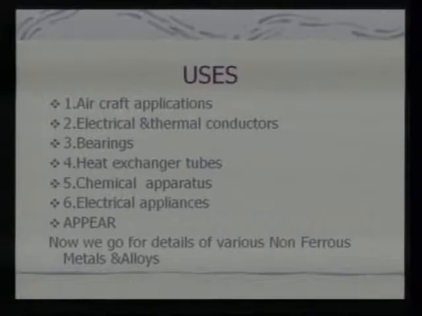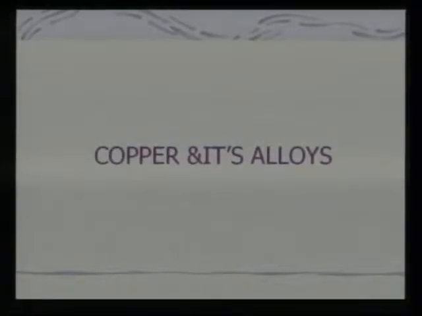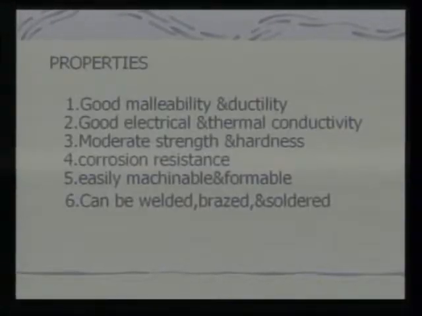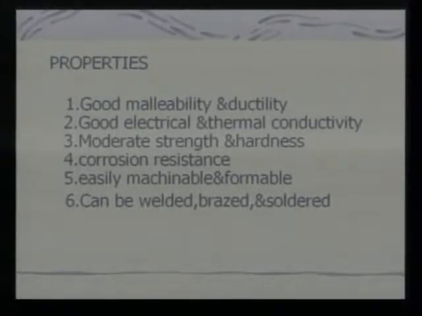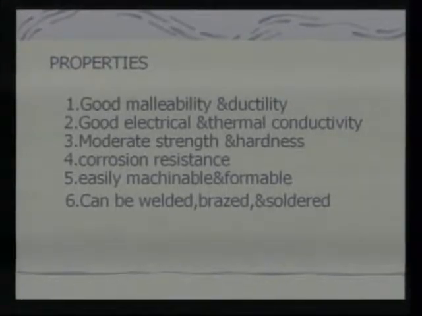Now we go for details of various non-ferrous metals and alloys. Copper and its alloys. Properties are like this. Good malleability and ductility, that is, it can be drawn into sheets and plates as well as wires. Good electrical and thermal conductivity. Moderate strength and hardness. Corrosion resistance.